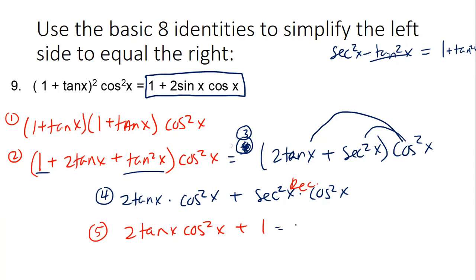All right, so what happens here is that we can use the ratio rule to get everything in terms of sine and cosine, and we're left with 2 sine over cosine times cosine squared plus 1. And what happens to the cosine in the denominator? It takes out one of the cosines. Let me pause.